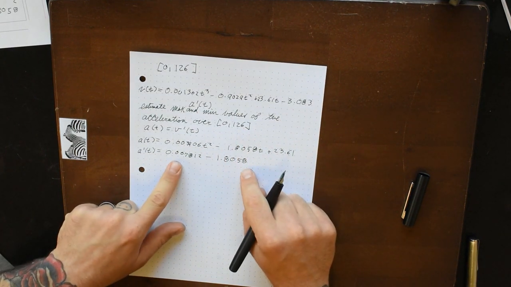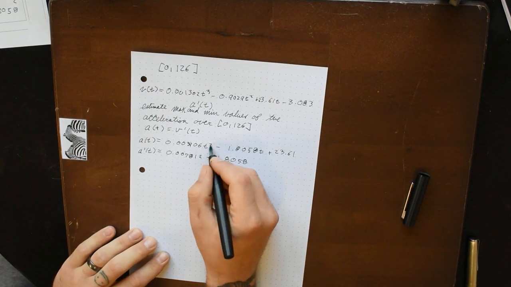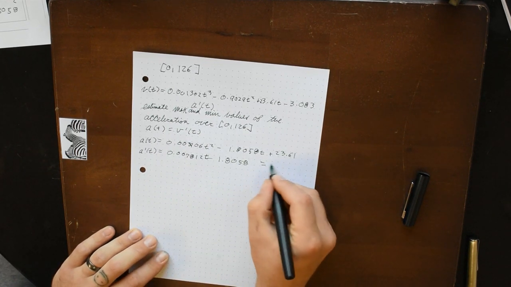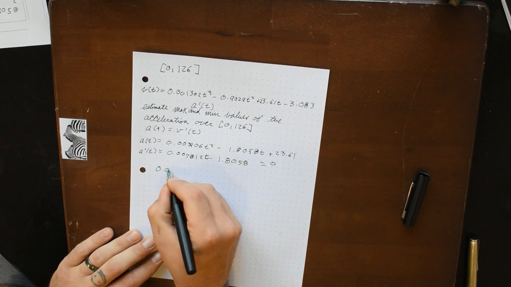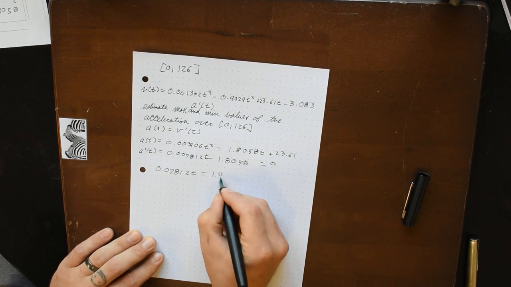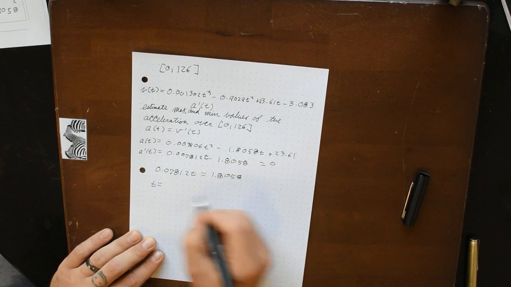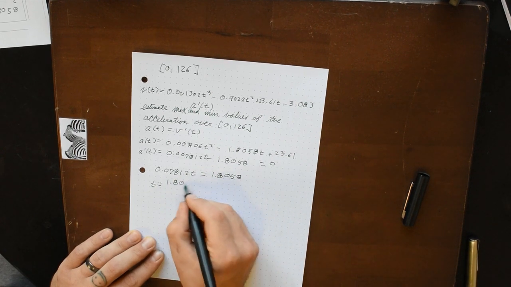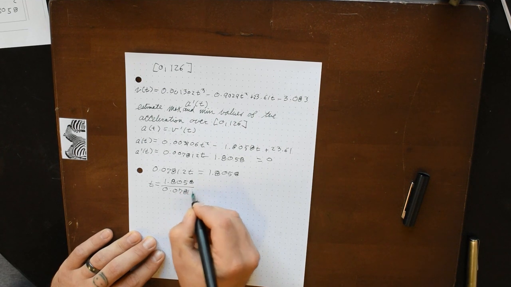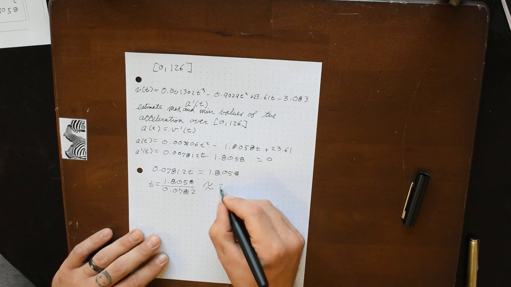So we want to find our critical points, or our critical values. We want to know where the derivative is equal to 0. And I forgot to write my t from this line going down. If that equals 0, that means we want to know where 0.07812t is equal to 1.8058. That's when t is equal to 1.8058 divided by 0.07812, which is about 23.12.